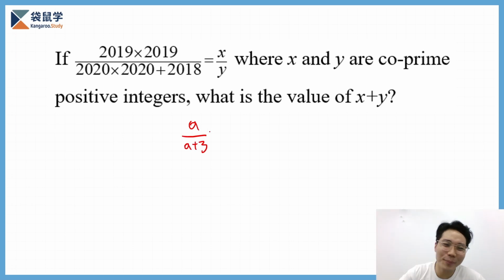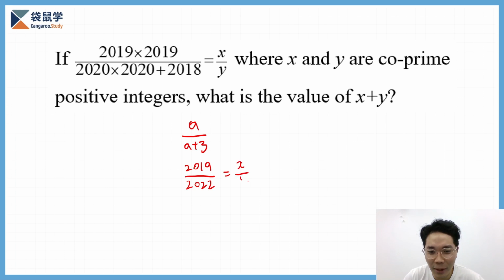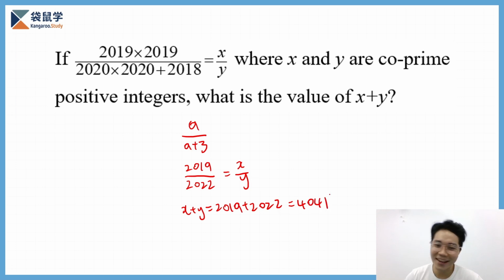We can substitute back the numbers. We have 2019 over 2022 and this will be x over y. So similarly, we can add them up. X plus y equals 2019 plus 2022, which equals 4041. And we have also found another way to do this question, which is using algebra to find something general here.